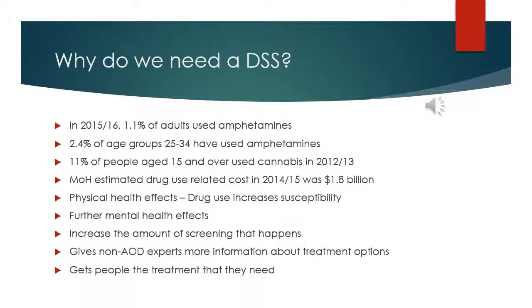So why do we need a decision support system? Well, the Ministry of Health reported that in 2015-16, 1.1% of adults had used amphetamines. The highest population that had used were the 25 to 34-year-old, where 2.4% of the population had used. In the ministry's 2012-13 cannabis report, they said that 11% of people 15 and over had used cannabis. The Ministry of Health estimated that the social and intervention cost related to drug use was $1.8 billion in 2014-15.